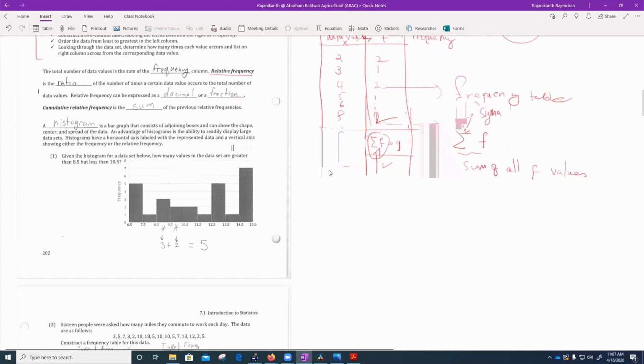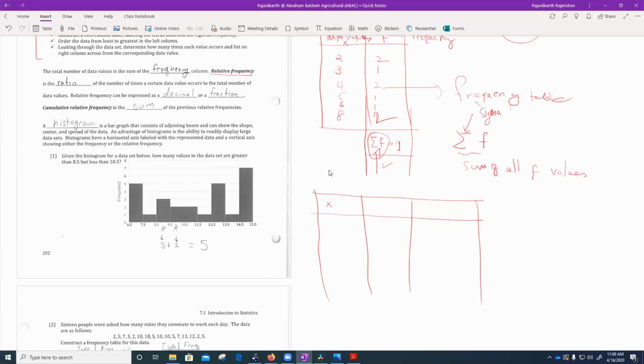That means, suppose if I want to, okay, let me redraw this. So this is my data values, X. This is my frequency. For this particular example, I have 2, 3, 4, 5, 6, and 8. I had the frequencies 2, 1, 2, 1, 1, 2. Now, the relative frequency, so let me write it down here.